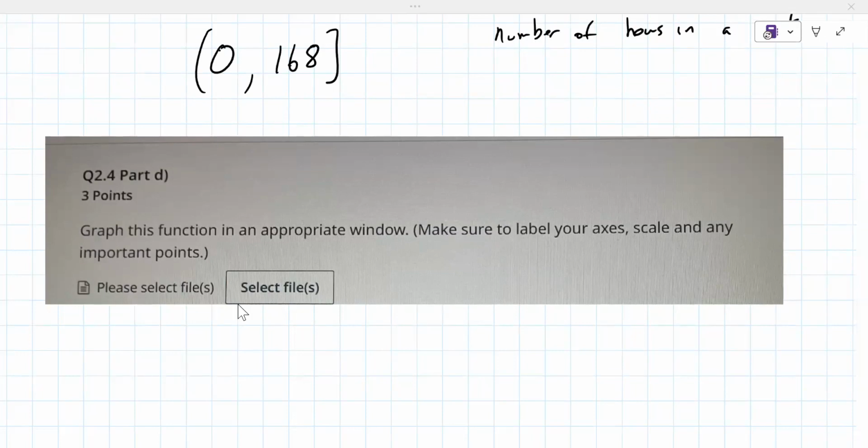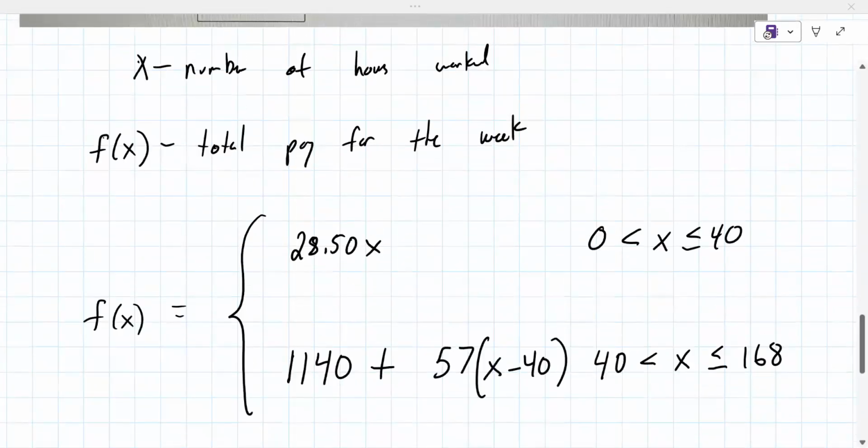Have you talked any more about whether you're going to be able to use Desmos or not? I don't think we're going to be able to use Desmos on the quiz. Okay. Well, you probably won't get any questions like this, but let me go ahead and graph it here for you.